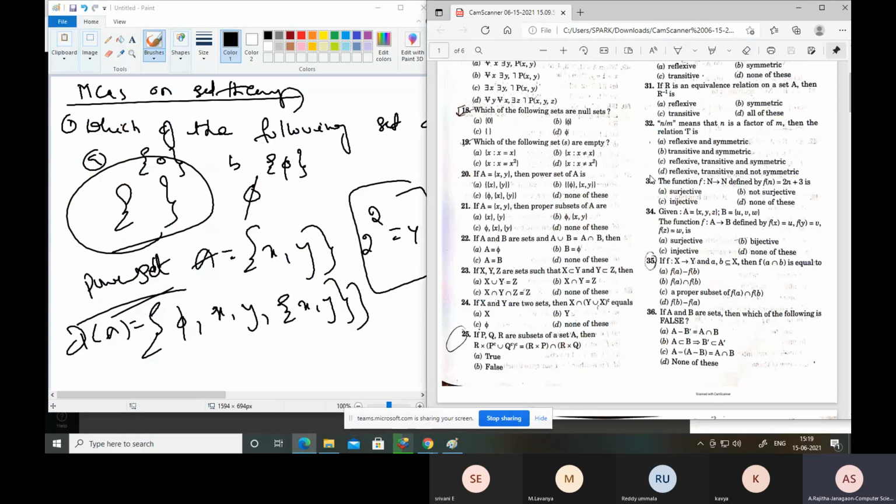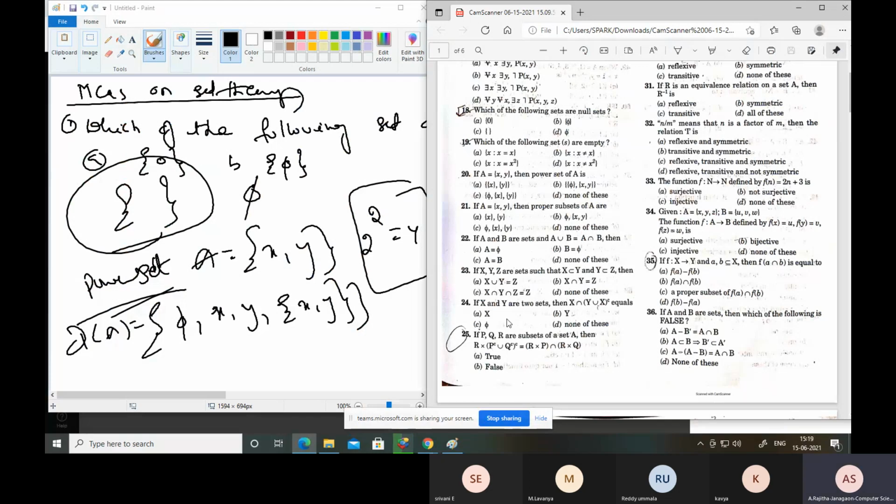Now coming to the 22nd question, if A and B are sets, A union B equals B union A. When is this possible? This is possible when A and B are both equal sets, that means A union B equals A intersection B. And coming to the 23rd, here x, y, z are sets such that x is a subset of y, y is a subset of z, then x should be a subset of z. But there is no such option, so that's why none of these.